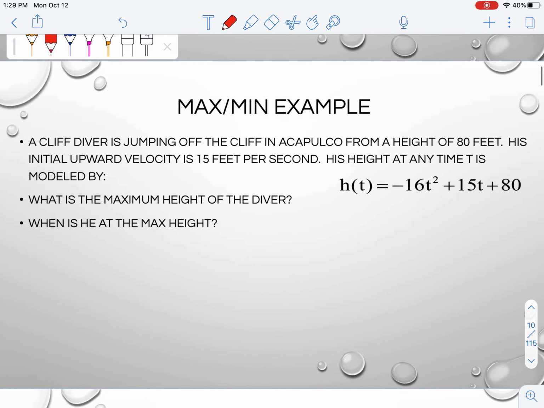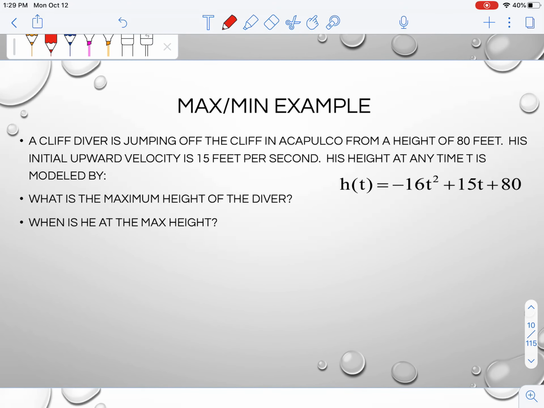So let's do a max or min example here. All right, so I don't know if you've ever seen the videos of, who I think are a little bit crazy, and I'm an adrenaline person myself, that go down to Acapulco, Mexico, and they actually jump off of the cliffs into this cove and they dive in, right?